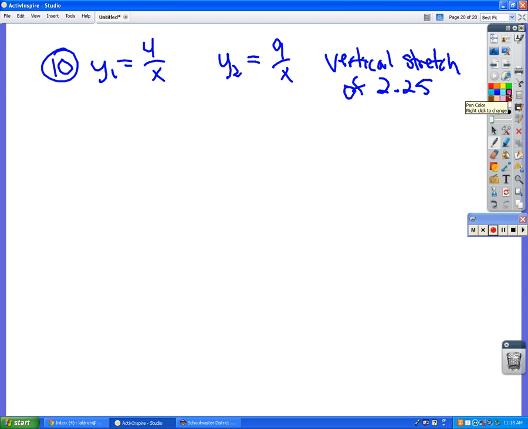Okay, how about number 11? If you start with 1 over x and then you change it to be 1 over x plus 5, what do you do to the graph then? Up 5.